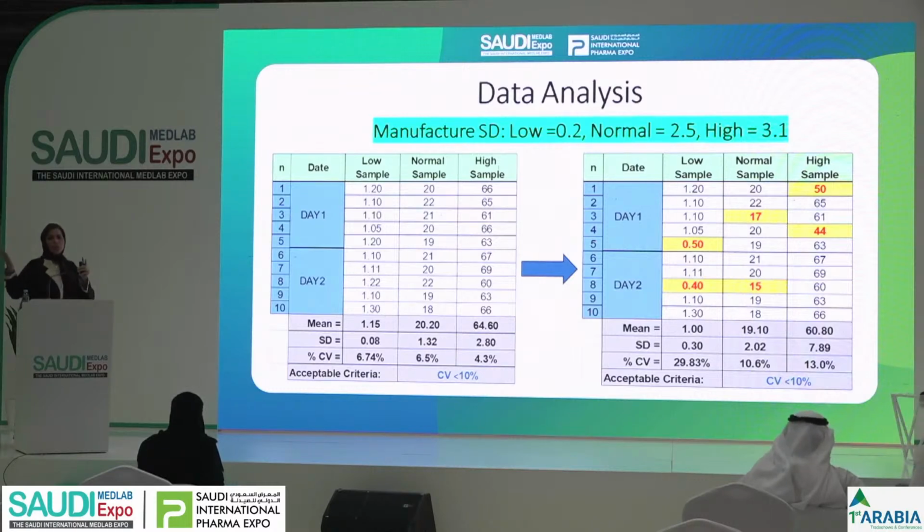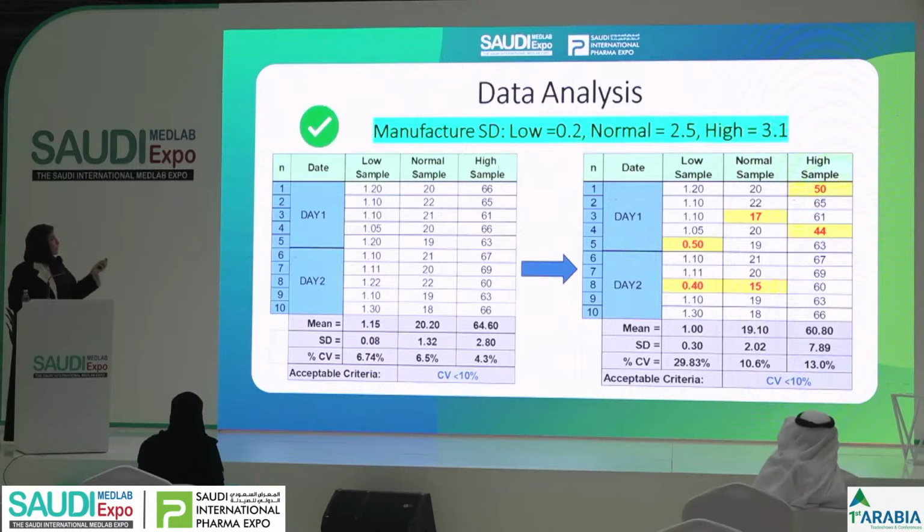Don't delete too many in order to be in. For example, I have 25 readings, I'm deleting 10. No, this is not acceptable. You have a problem, you have to fix it. But if there is 1 or 2 outliers maximum, then you can delete or take it out. So this is good, and we have to do the corrective actions that I just mentioned.